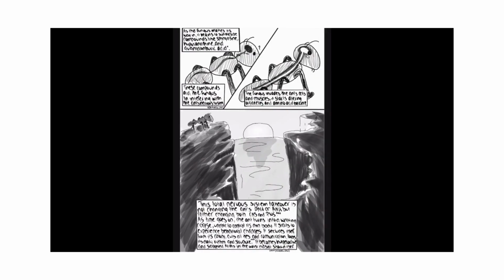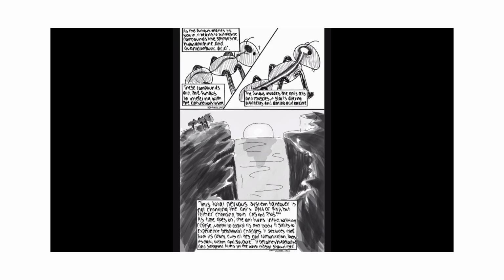As the fungus makes its way in, it begins to synthesize compounds like sphingosine, hypoxanthine, and guanobutyric acid. These compounds aid the fungus in interfering with the ant's nervous system. The fungus invades the ant's cells and muscles. It starts altering organelles and amino acid balance. This total nervous system takeover is not changing the ant's DNA or RNA, but rather changing both CNS and PNS.